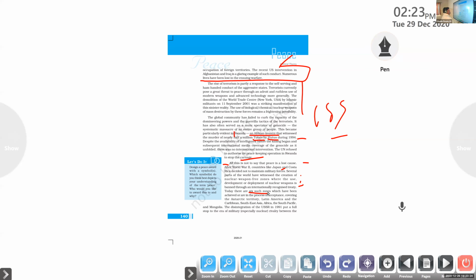Next one. The disintegration of the USSR, Union of Soviet Socialist Republics, in 1991. So the USSR disintegrated and a new country was formed, that is Russia. A number of countries together formed the USSR, but in 1991 it disintegrated. Basically, we can say it was divided into several small countries, in which Russia is the bigger one now.